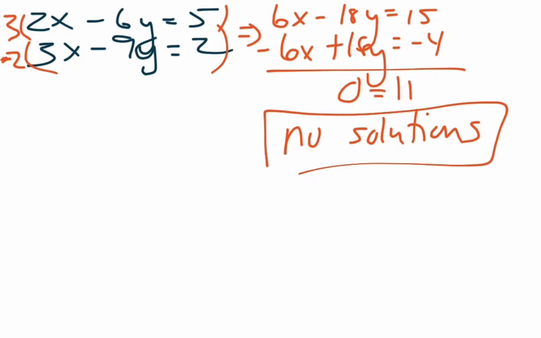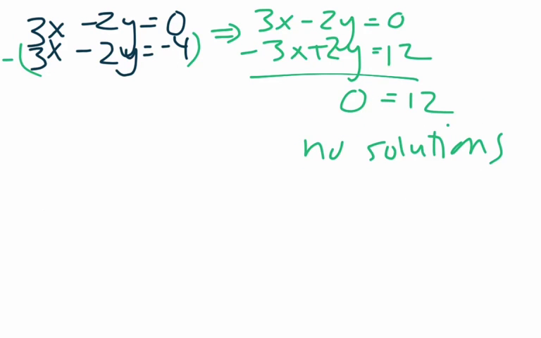Second one, my attempt was to get rid of the x's. So I multiplied the top equation by 3 and the bottom equation by 2, and then I chose to make the bottom one negative only because I had a little bit more space on my slide there to work with. And that gave me 6x minus 18y equals 15 across the top, and negative 6x plus 18y equals negative 4 across the bottom. 6x and negative 6x, and negative 18y and 18y, they all cancel out, giving me 0 equals 11, which of course is false.